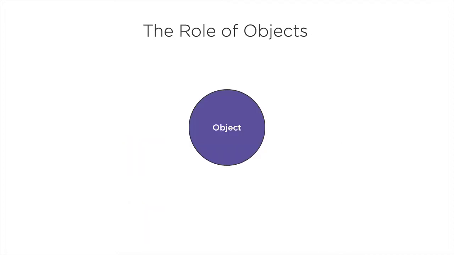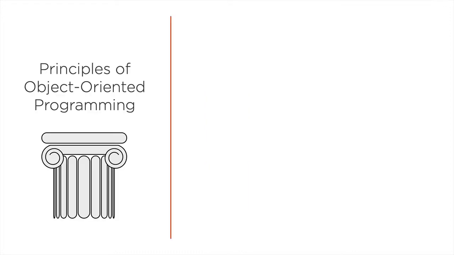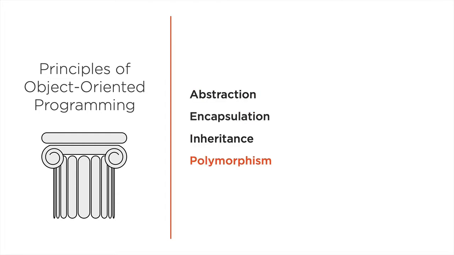The course starts out by examining the role of objects and the different techniques that can be used to create them. You'll also be introduced to key object-oriented principles, including abstraction, encapsulation, inheritance, and polymorphism.